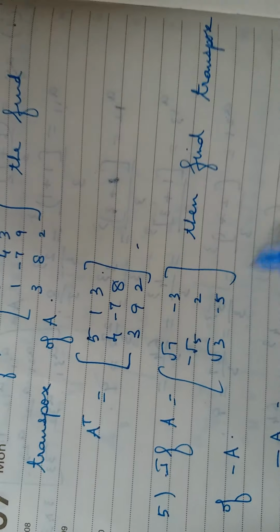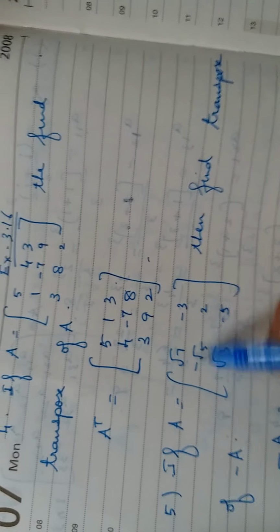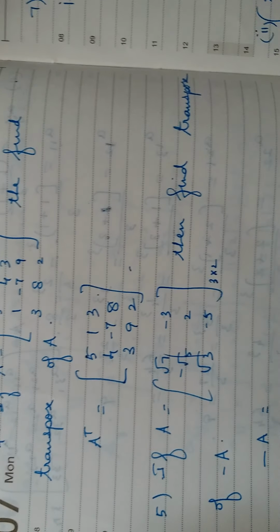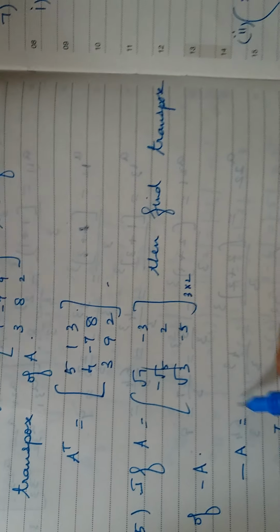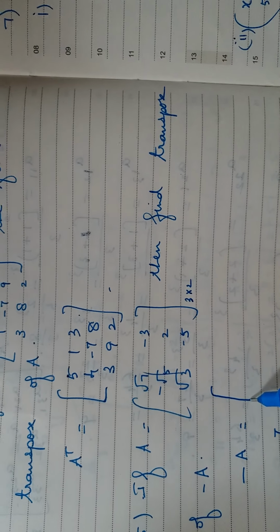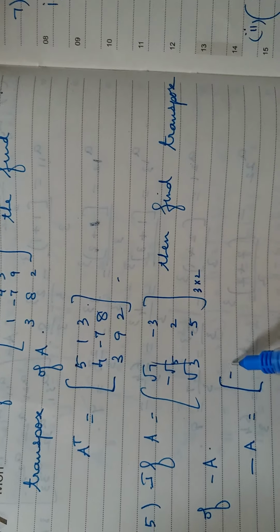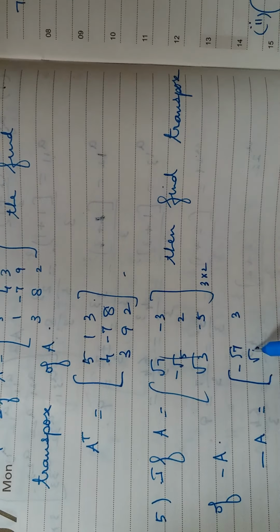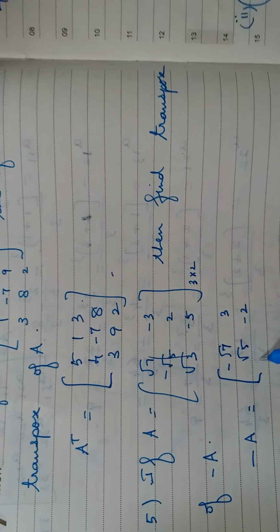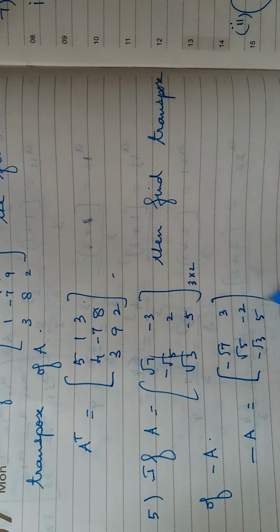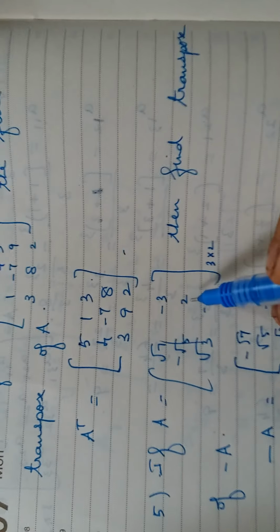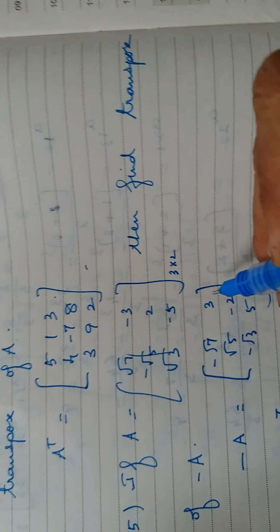A is equal to the given matrix of 3 rows and 2 columns. Then find the transpose of minus A. So first of all find out minus A, that is, write the negative of these values: minus root 7, 3, root 5, minus 2, minus root 3, 5. That is, I am writing the positive as negative and negative as positive. Here it is positive, so I wrote it as negative. Here it is negative, so I wrote it as positive.